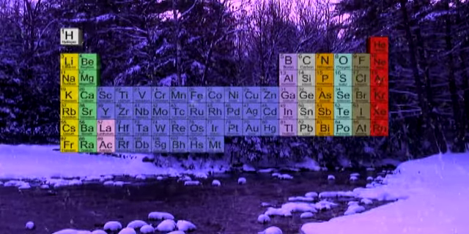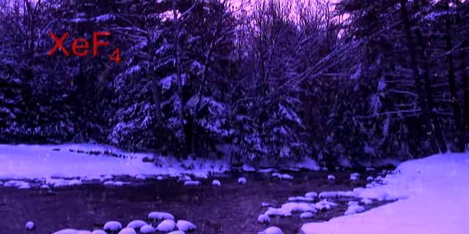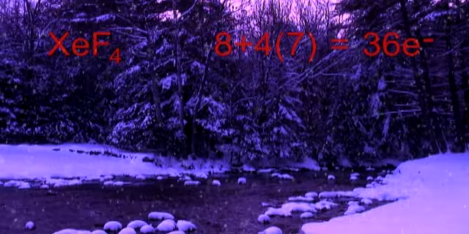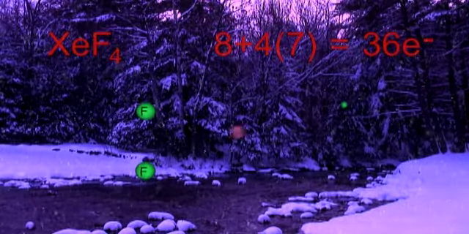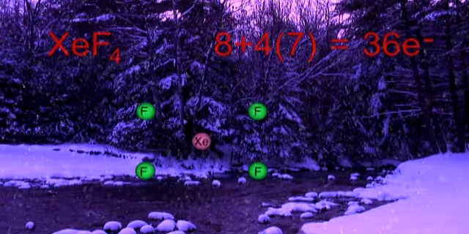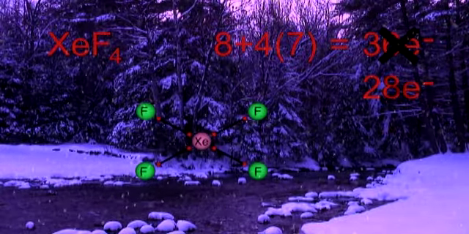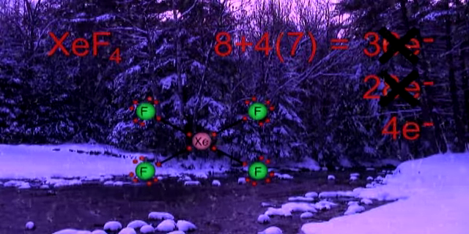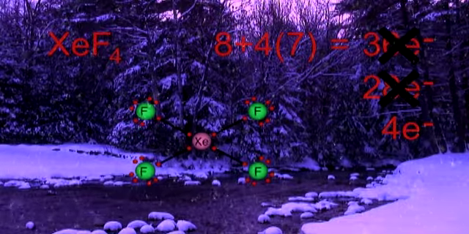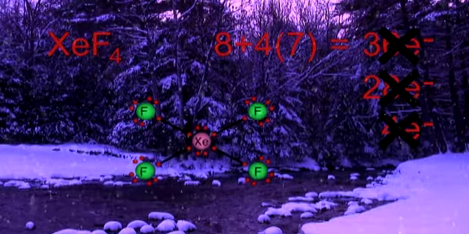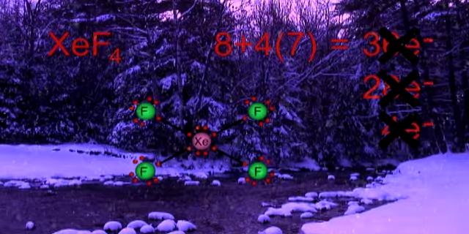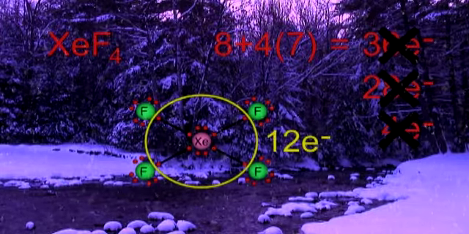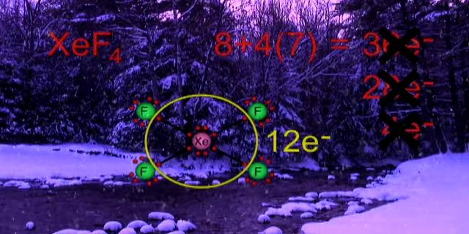For example, let's draw the Lewis structure for XeF4. There are a total of 36 valence electrons, and 8 of them must be used to create the 4 bonds. 24 electrons are used to give full valency for the fluorine atoms, and the 4 remaining electrons are placed on the xenon atom, giving xenon a total of 12 electrons, 4 more than an octet.